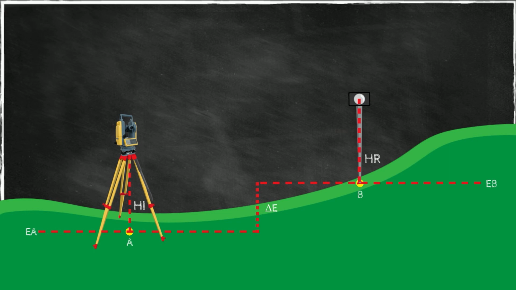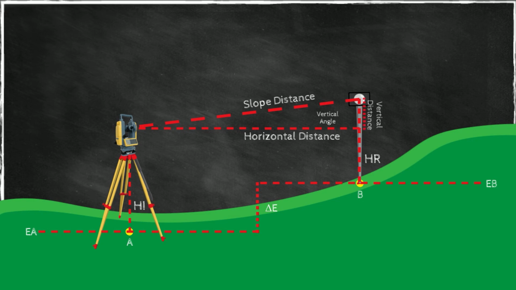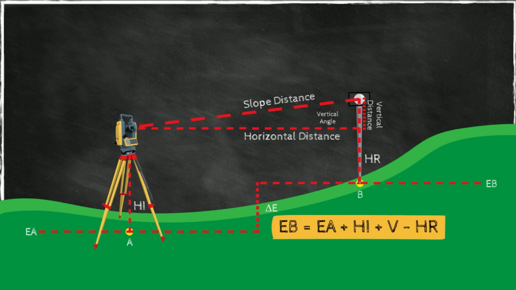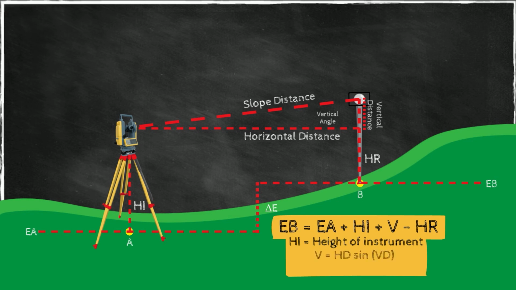And from the instrument, I have a vertical angle and I have a slope distance from which I can calculate my vertical distance, which we calculated previously in one of the tables. Remember, we calculated the horizontal distance and the vertical distance. That's what I'm talking about. So the elevation of point B then equals the elevation of point A plus the height of instrument plus the vertical distance minus the height of reflector. And that's the equation that is shown here.